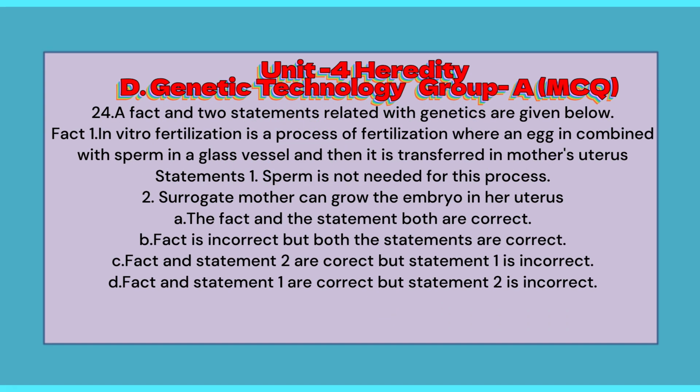24. A fact and two statements related with genetics are given below. Fact: In vitro fertilization is a process of fertilization where an egg is combined with sperm in a glass vessel and then it is transferred to the mother's uterus. Statements: 1. Sperm is not needed for this process. 2. Surrogate mother can grow the embryo in her uterus.